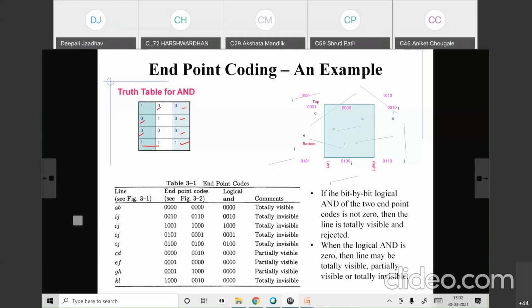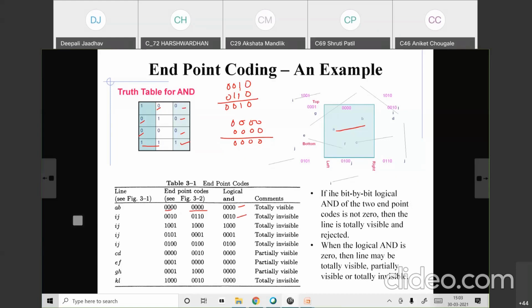Some examples are given here. The first example is given of line AB. Line AB has code 0000 and 0000. When we perform the logical AND, the output is 0000. So it is totally visible. Then the next example is given here, 0010 and 0110. All inputs that are 1 stay 1, so the output is 0010.